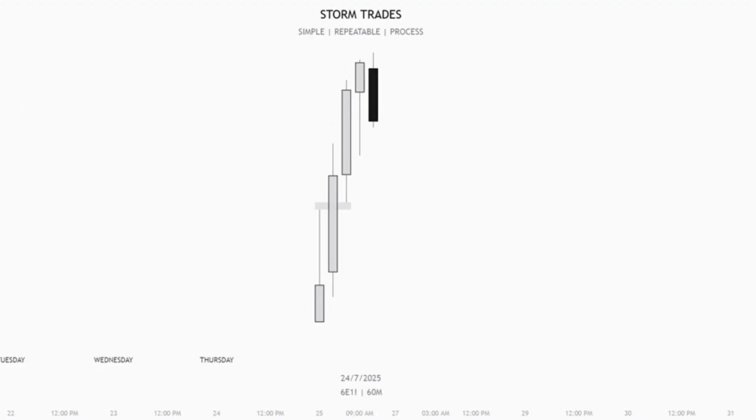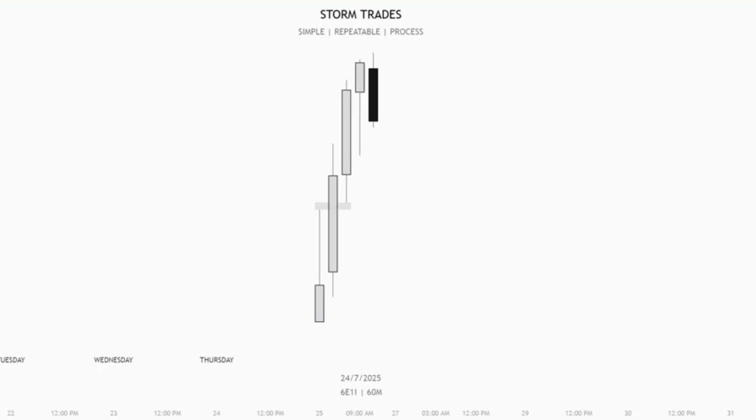Today we're going to run through my first 6E, that's Euro futures. My first trade I took live on my funded accounts on Thursday, July 24th for a sweet little 1.5R win during the New York AM trading session.